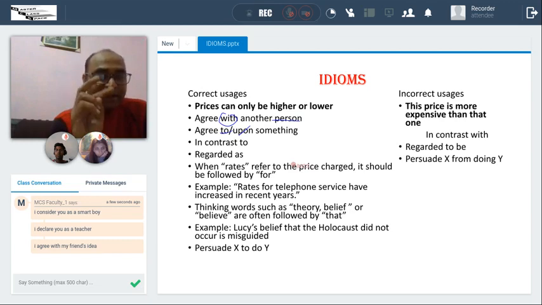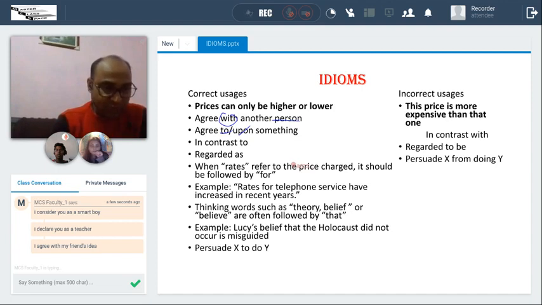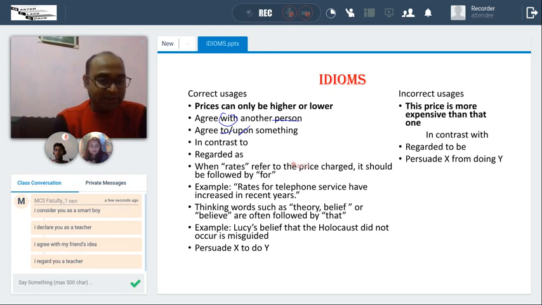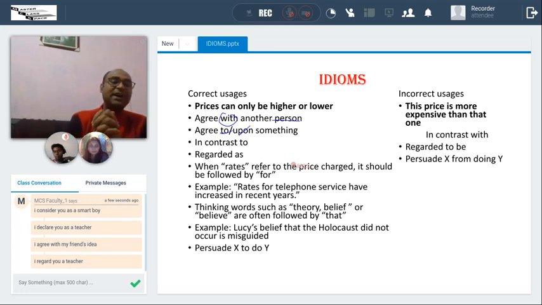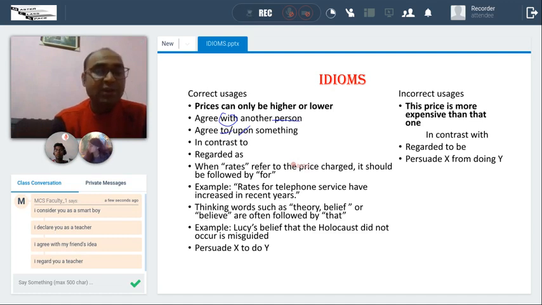At the same time, remember, when it is declare, no as or to be. If it is regard, no as to be. But when it is, sorry, when it is declare and consider, no as, to be. But when it is regard, we can use as or to be either. So if I write I regard you a teacher, it is incorrect. Why? Because after regard there should be as. So the correct sentence should be I regard you as a teacher.